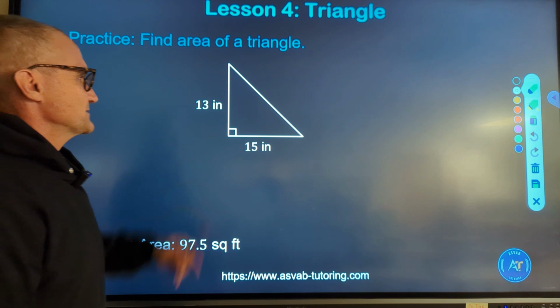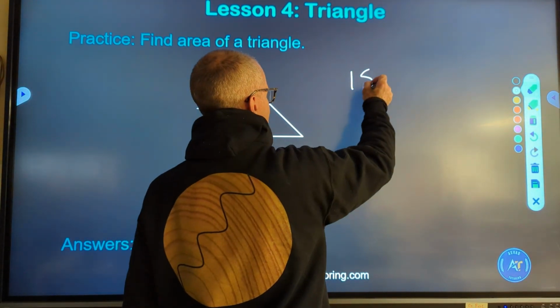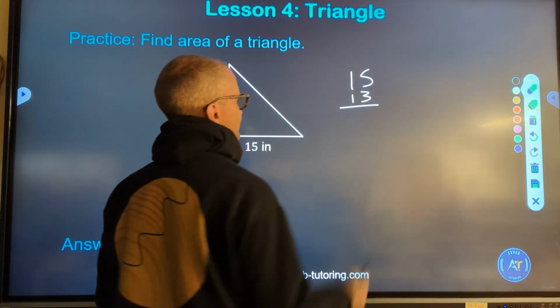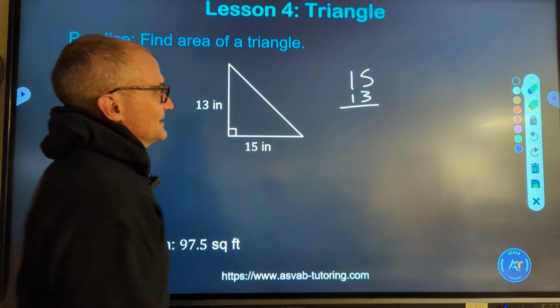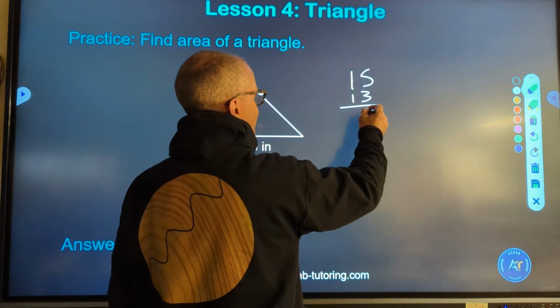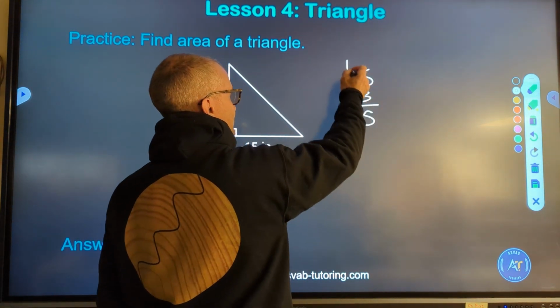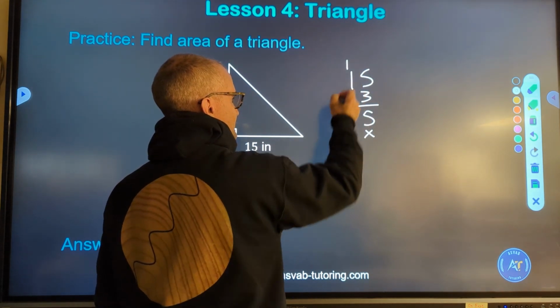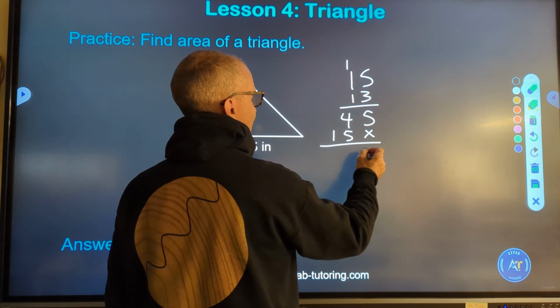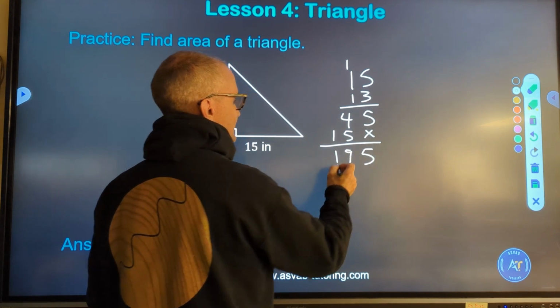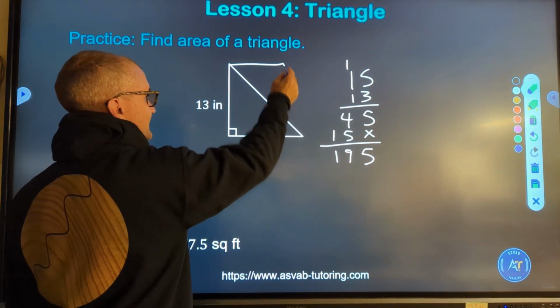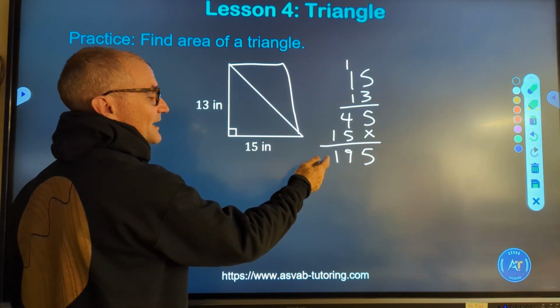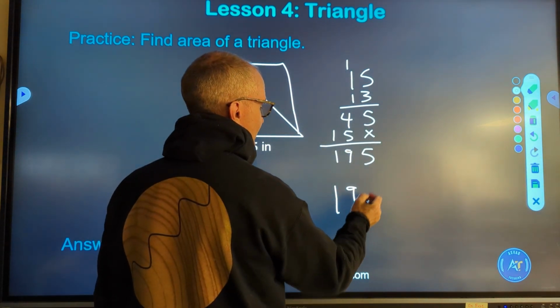So we got base times height, 15 times 13 times 1/2. It's a little much to keep in my head. 3 times 5 is 15. Carry the 1. 3 plus 1 is 4. Placeholder, 1 times 5, 1 times 1, I have 5, 9, 1. So the area of this rectangle right here would be 195. I don't want that whole rectangle. I only want half of it.